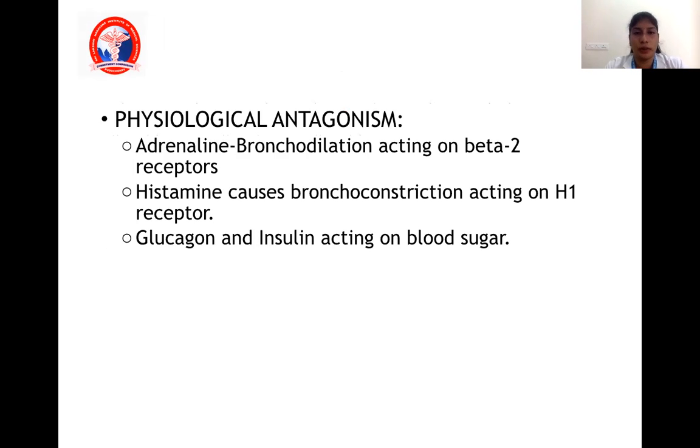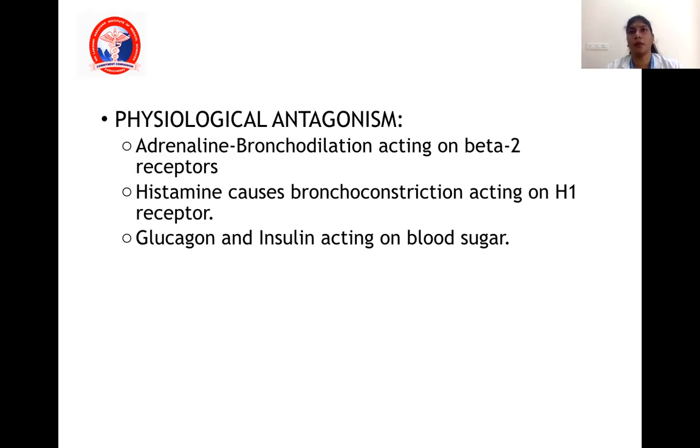What is physiological antagonism? We had seen physical antagonism and chemical antagonism. Here it is physiological antagonism, which means adrenaline, bronchodilation, bronchoconstriction, vasodilation, constriction, all happening physiologically within our body. Adrenaline causes bronchodilation due to the activation of the beta-2 receptor, and histamine causes bronchoconstriction by action on the H1 receptor. Glucagon and insulin act on the blood sugar. Okay, so these all are examples of physiological antagonism.